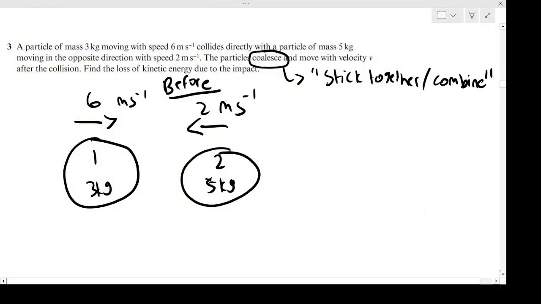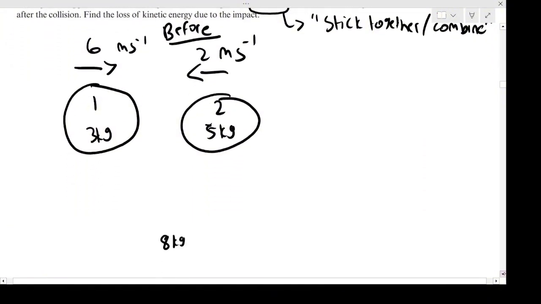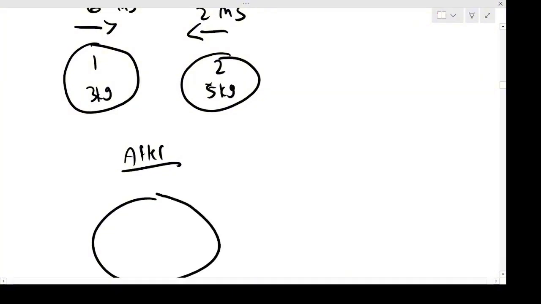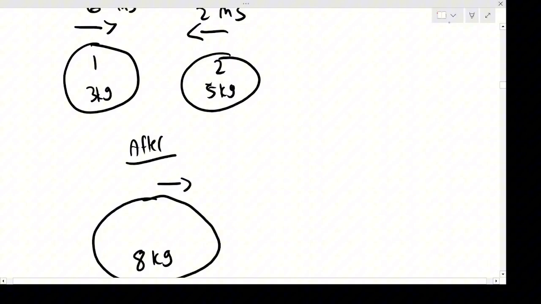Now, afterwards, as I said, they join together as one. So afterwards, they're going to join as one big particle with the combined mass. If the individual masses are 3 and 5, they will combine to 8 kilograms. And because they just join as one, they're going to have a common speed, so they're going to have the same speed v. So we need to find v.